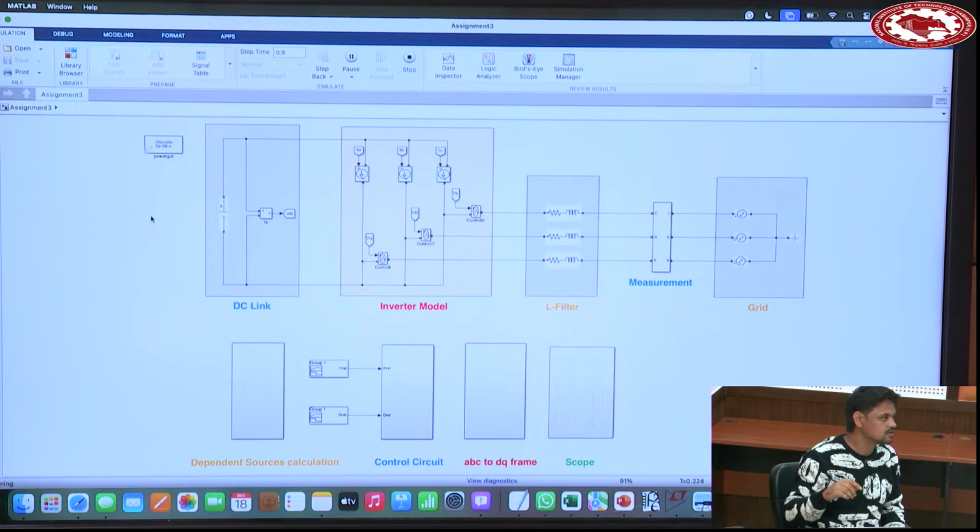Yeah, please. Anti-windup is actually required when your output goes through a saturation block. Then anti-windup is needed. If it is not going into saturation, anti-windup is not needed. I have not used saturation.